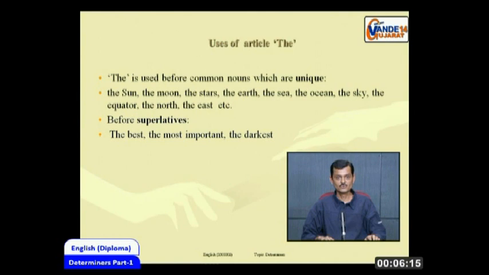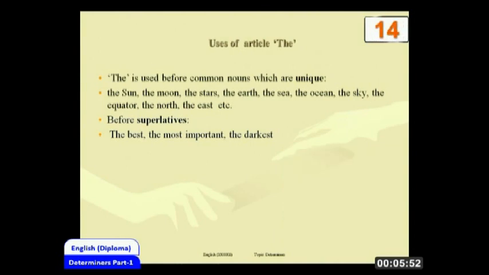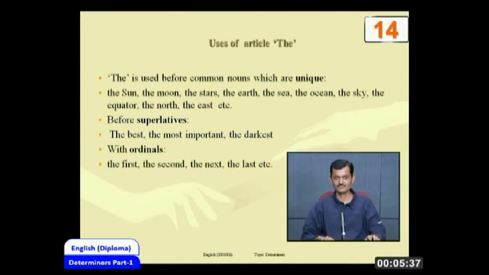And if we want to show the highest degree of something, we use the superlative degree, which generally ends with the suffix st or est. So in the examples given below, the words best, most, or darkest, they are superlatives. The best, the most important, the darkest, before all these superlatives we make use of article the. The is also used before ordinals, the first, the second, the next, the last, etc.